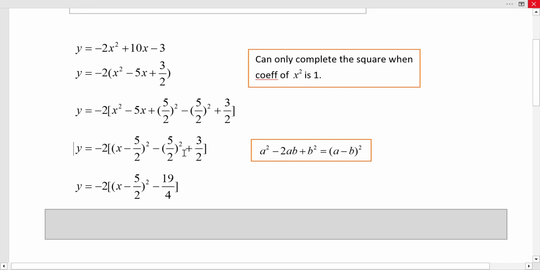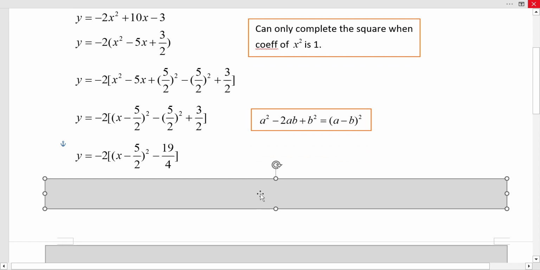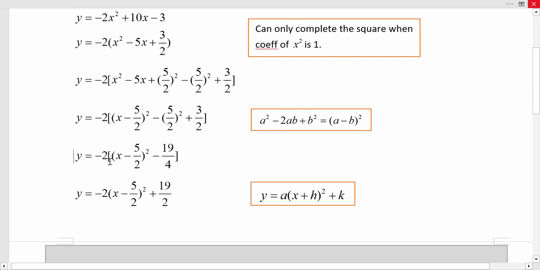So if you simplify these two terms, you'll get negative 19 over 4. All you need to do now is to open up the square bracket by distributing -2, multiply in, multiply in. So -2 times this, you will get -2 times (x minus 5 over 2) squared. -2 times this, you will get plus 19 over 2. So this is in this form, where a is -2, h is 5 over 2, k is 19 over 2.